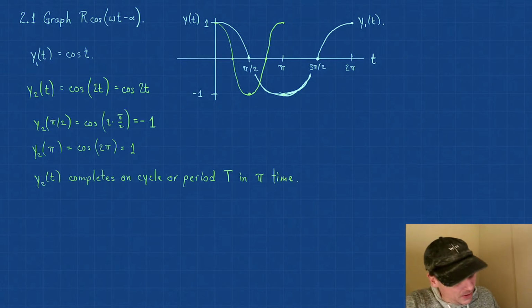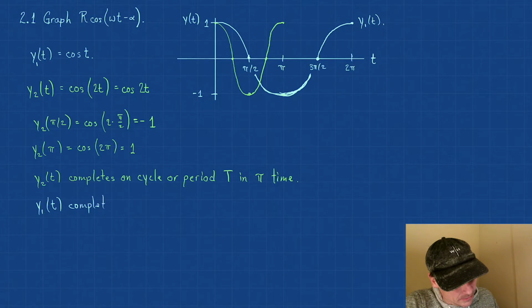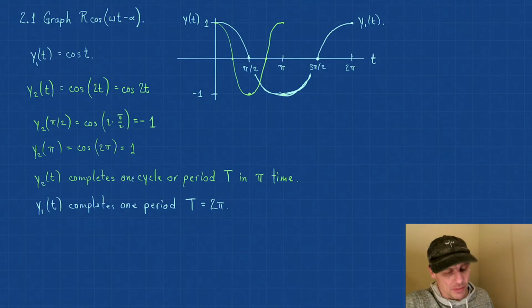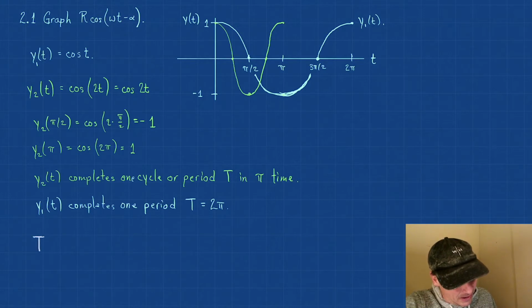And then, remember what else we said? We said that y1 of t completes, oops, it should have been 1 period, t equal 2 pi. Well, what is the relationship between these? The relationship is whatever omega is. And this is how we find it. So the period t is equal to 2 pi divided by whatever omega is.